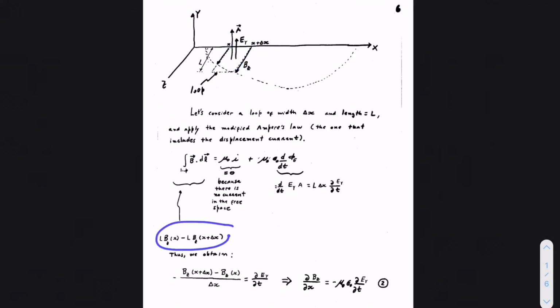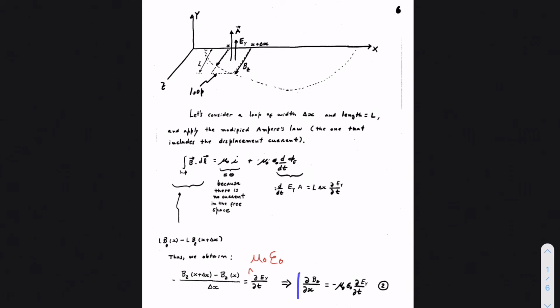Now putting these values into this equation, we see that minus the rate of change of Bz with respect to x is equal to mu naught times epsilon naught times the rate of change of Ey with respect to t. Now taking the proper limit, we can write this thing as a partial derivative of Bz with respect to x. Let's say this is equation 2.